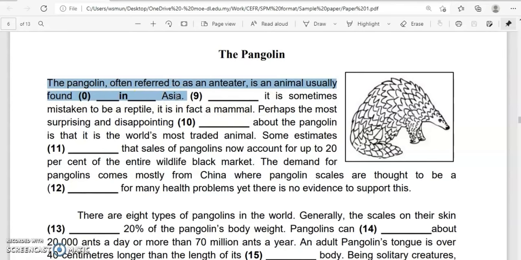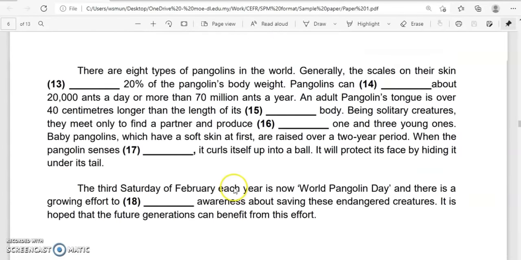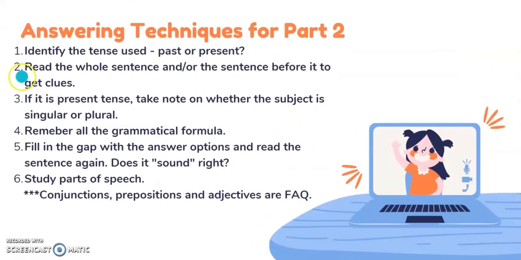Okay, we look at the verb used in this sentence. Which one is the verb? That is. When you have this verb, you know that this is in present tense. So most probably, I say most probably, not all the time, but most probably, the whole passage is also in present tense. Number 2, read the whole sentence and or the sentence before it to get clues.